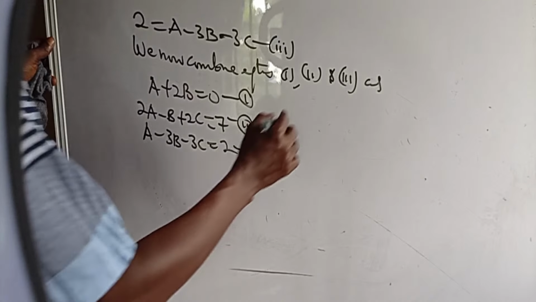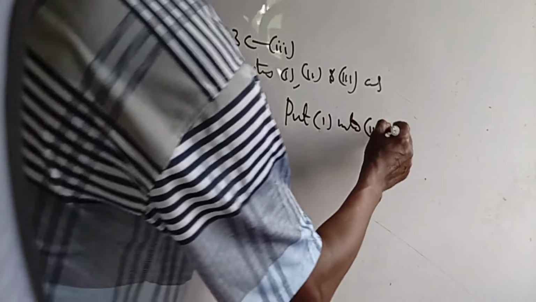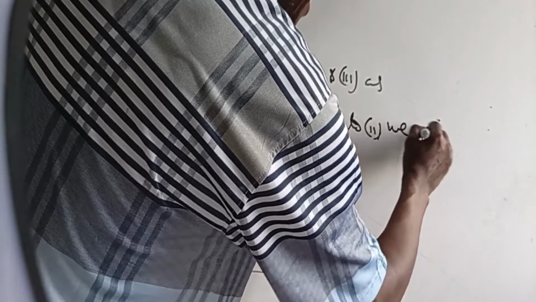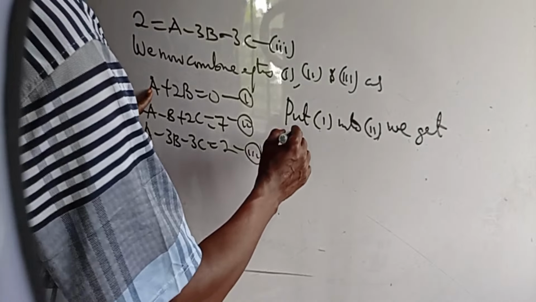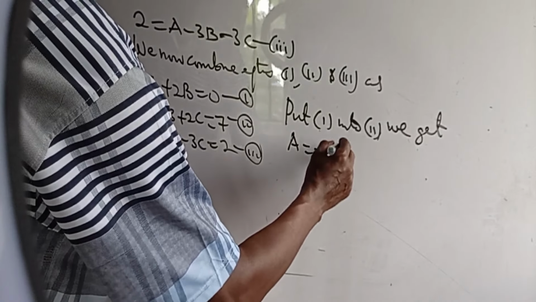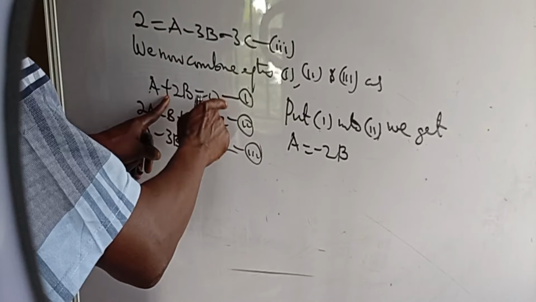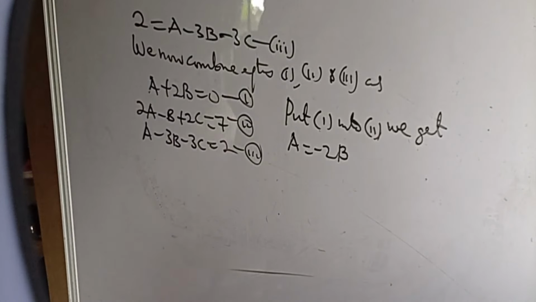Okay, let's put equation 1 into 2. Let me write it clearly. Equation 1 is a equals minus 2b, if I want to make a the subject of the formula, so I transfer 2b here and it becomes minus. Please, are we following? I want to hear from you. My students, are we following? Let me hear from you. Hope we have not lost signal again.